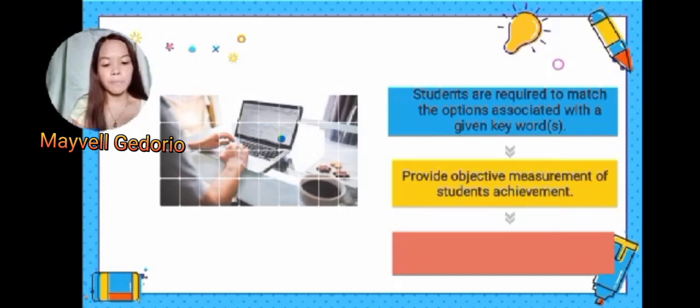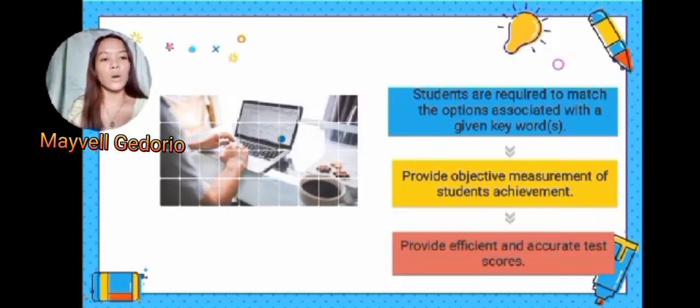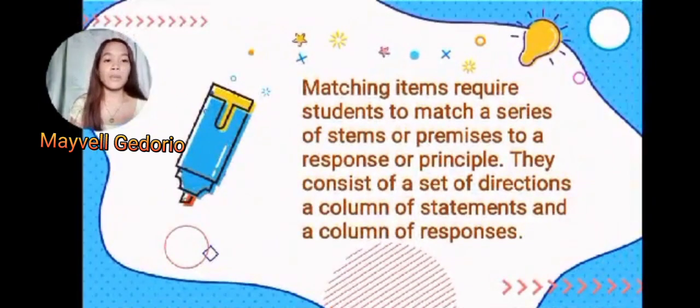Matching type of test provides objective measurement of students' achievement. And it also provides efficient and accurate test scores. Matching items require students to match a series of stems or premises to a response or principle. They consist of a set of directions, a column of statements, and a column of responses.